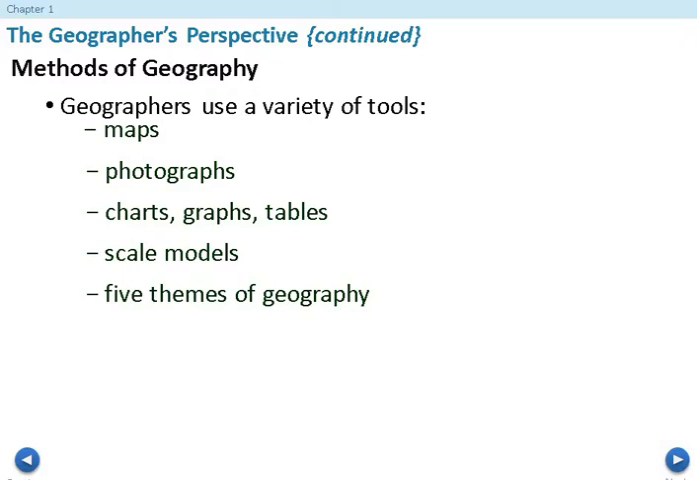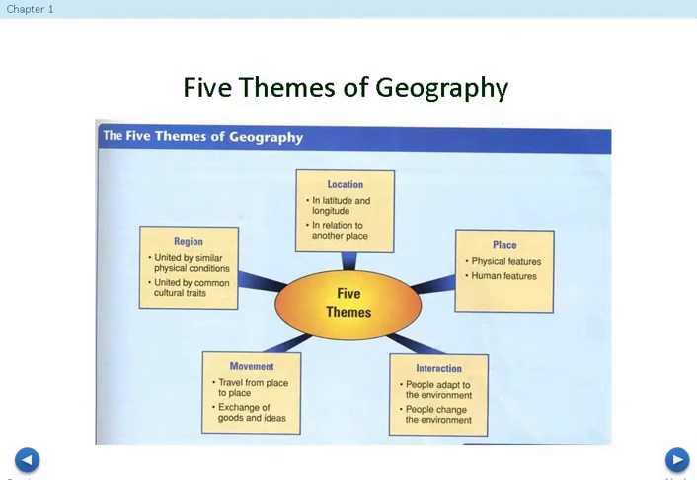Geographers are going to use a variety of different tools. We're going to use maps, which is something that a lot of people think about when they think of geography. We're also going to use photographs, charts, graphs, and tables. We also use scale models, but the big thing that we look at, and the theme that's going to run throughout the entire course, is the 5 themes of geography: location, place, interaction, movement, and region. We're going to go through each one of these 5 themes, but when they come together, these are things that we can use throughout the entire class and all of our studying.